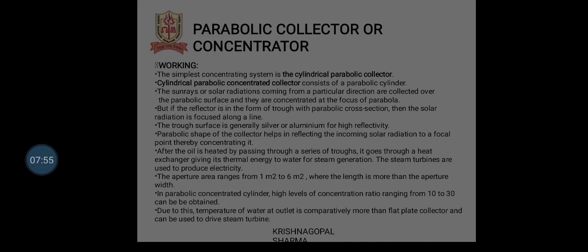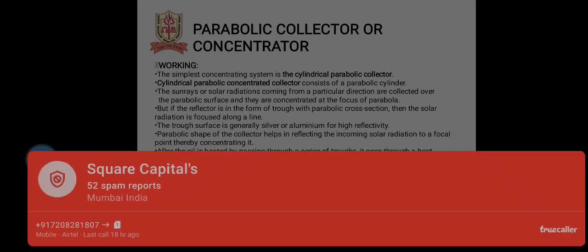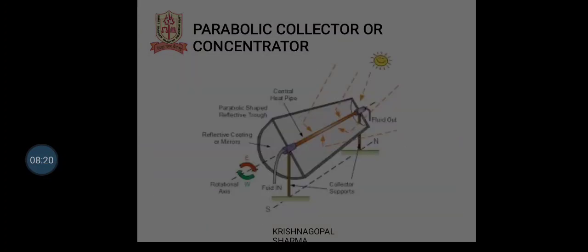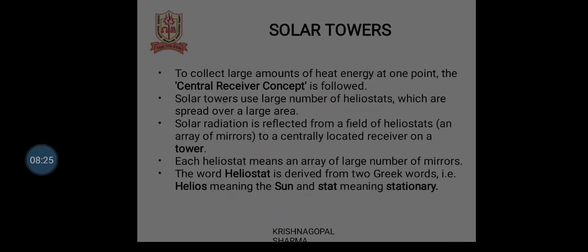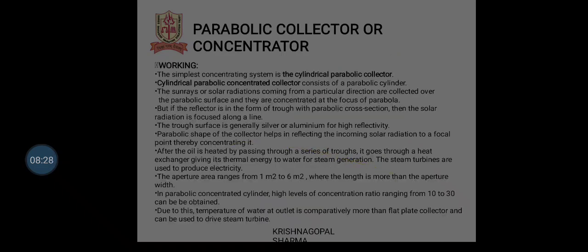Parabolic collector or concentrator, their working: the simplest concentrating system is the cylindrical parabolic collector. Cylindrical parabolic collector consists of a parabolic cylinder. The sun rays or solar radiations coming from a particular direction are collected over the parabolic surface and they are concentrated at the focus of parabola.